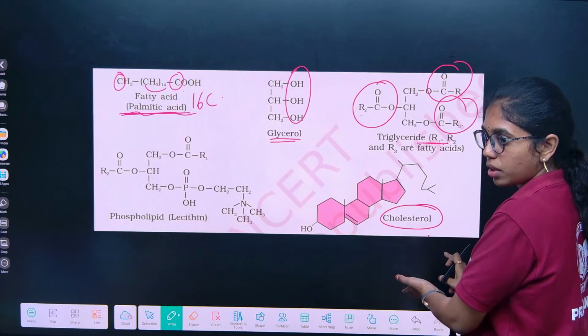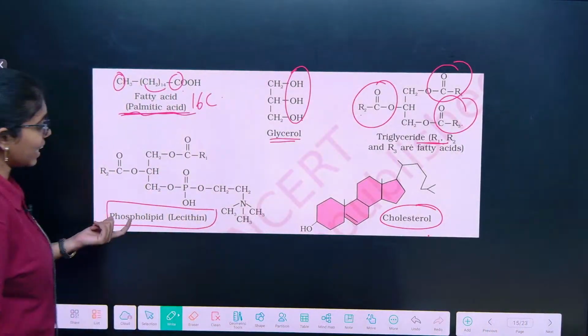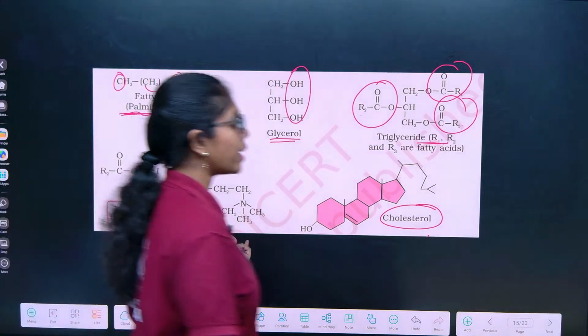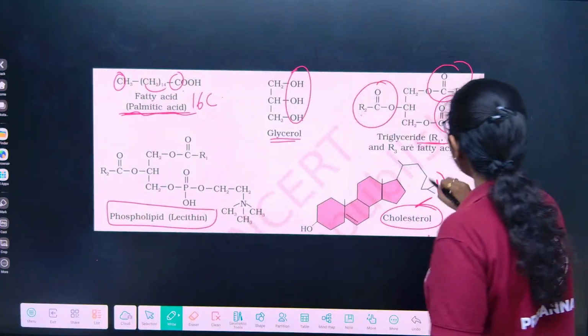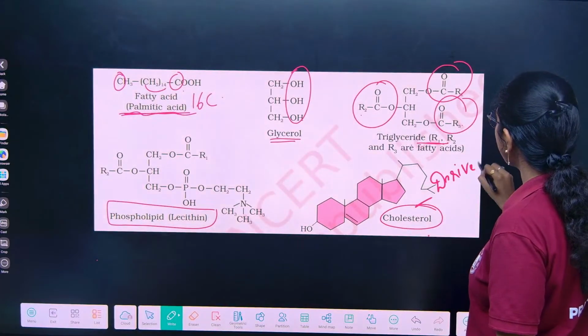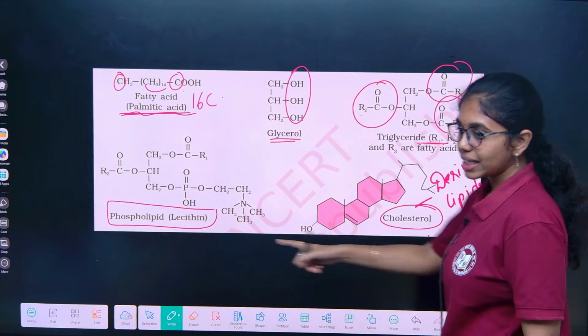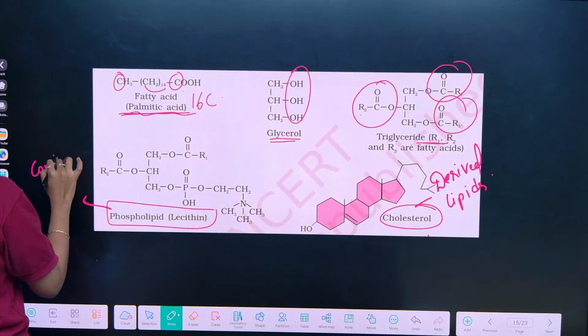Derived lipids. Okay, remembered. Next is phospholipid, that is lecithin. This comes under what? Conjugated lipid. If you have NCERT, you take down here only. Cholesterol comes under derived lipids, and this lecithin phospholipid comes under what? Conjugated lipids.